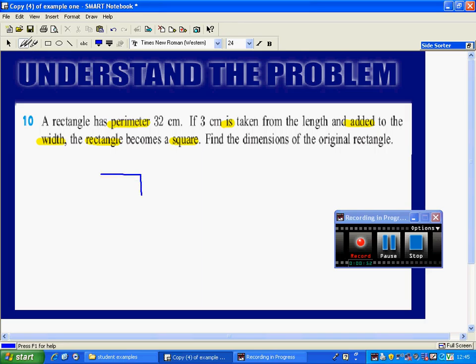To help us, we drew a square and a rectangle, so we could focus on these two shapes, which help us to understand the problem.